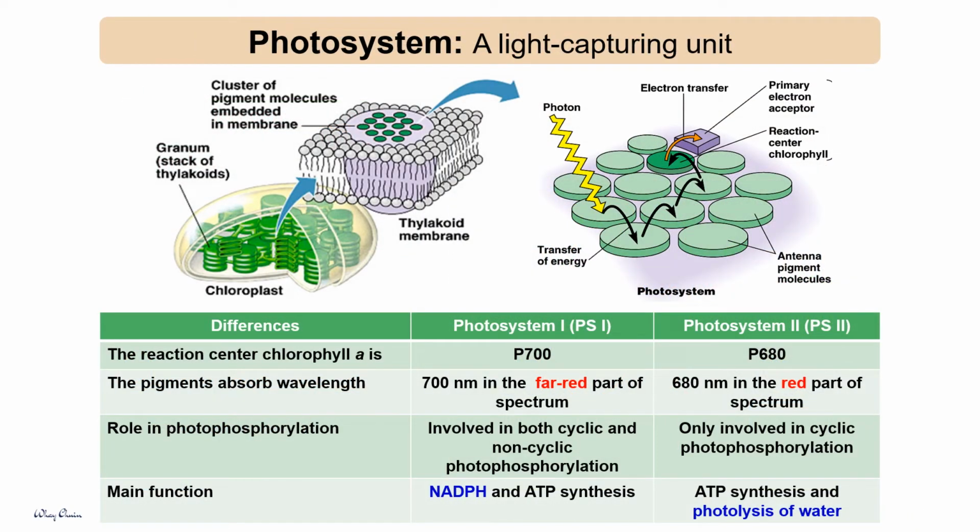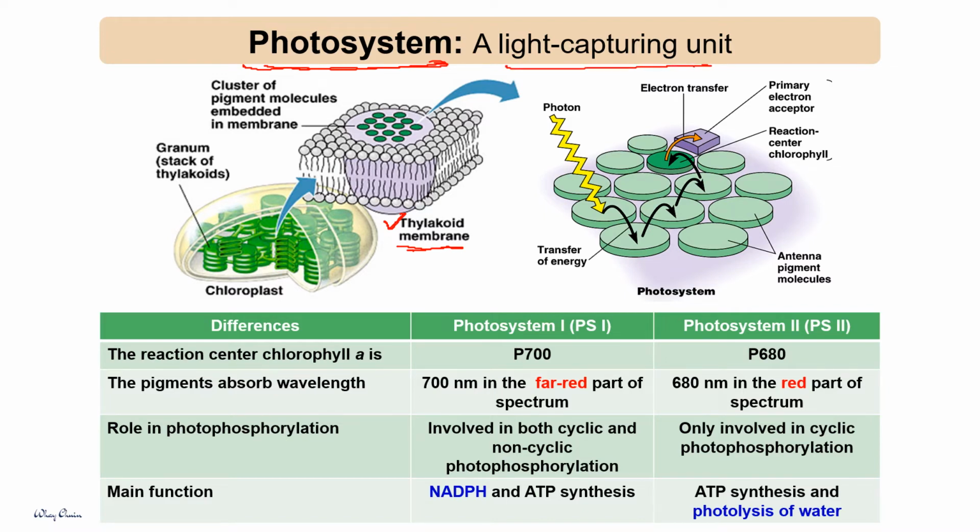In the previous slide, we already focused on one of the important structures of the chloroplast, the thylakoid. The thylakoid is a structure enclosed by a membrane. At the thylakoid membrane, there is a group of photosynthetic pigments. They always cluster together to function as a photosystem. The name implies that these photosynthetic pigments become a light capturing unit.